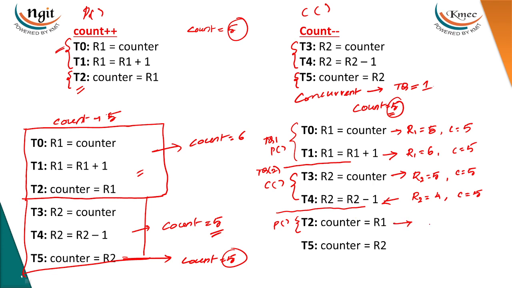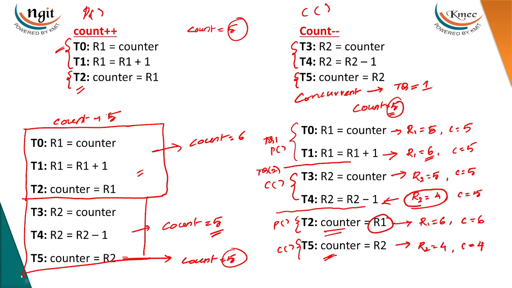So what is the value of R1? R1 equal to 6. So R1 equal to 6 will be copied to count. So the count value will become 6. Then after this, the consumer will be executed because there are no statements of the producer left. So it will go to the consumer and execute T5. What is the value of R2? 4. Now this R2 value 4 is copied to counter. So the value of counter equal to 4. See, this is just replacing the value.